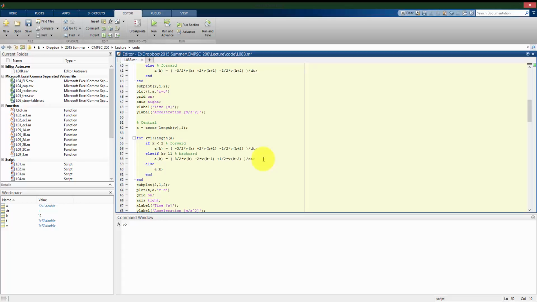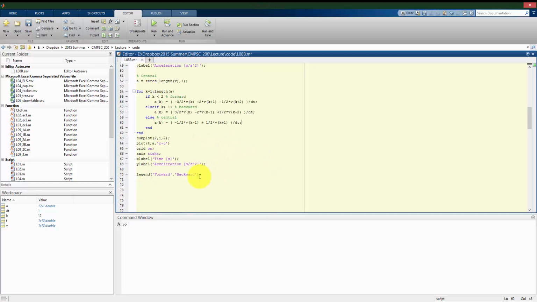And here, if I look at the table, to use an accuracy 2 central differentiation, I'm going to take negative 1 over 2 times v of k minus 1, and I'll add to that 1 over 2 times v of k plus 1. And then I divide that by my time step dt. And I'll plot this in green, and we can see what this looks like.